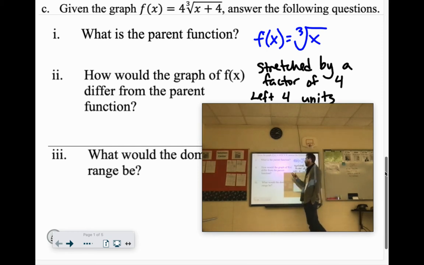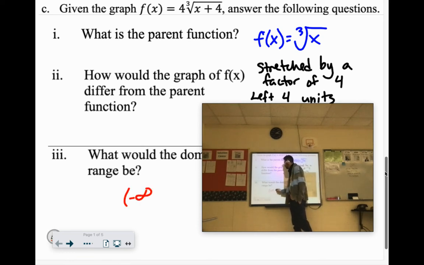What would the domain and range be? This is a cube root function. Domain and range for cube root functions is all real numbers. So both of them would be all real numbers.